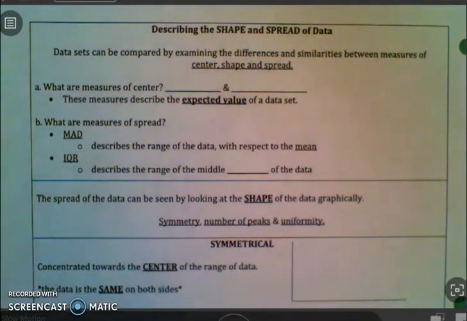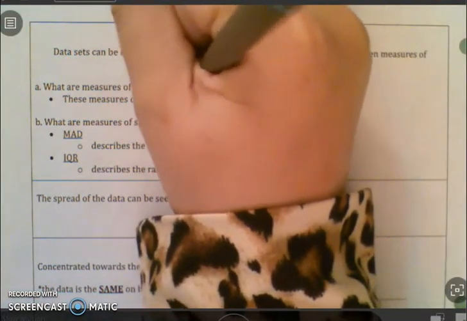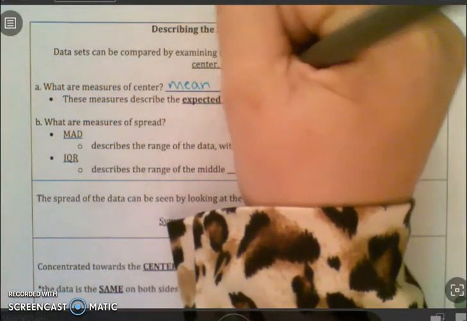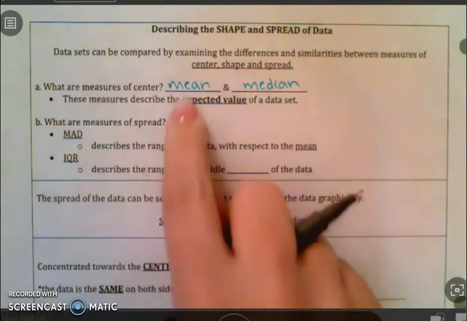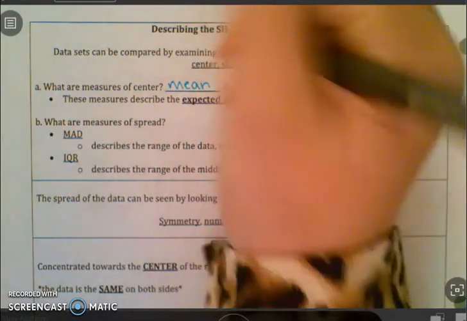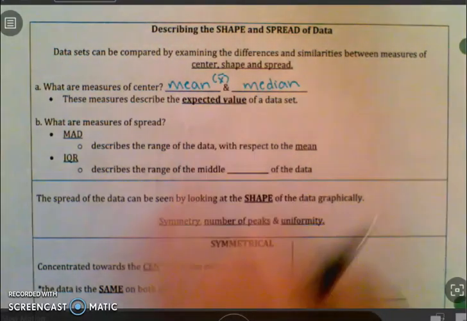So on the back, we have describing the shape and spread of the data. Data sets can be compared by examining the differences and similarities between the measures of shape, center, and spread. So what are the measures of center? That's going to be your mean and your median. Sometimes they denote mean by an X with a line over it, and that's called X bar.